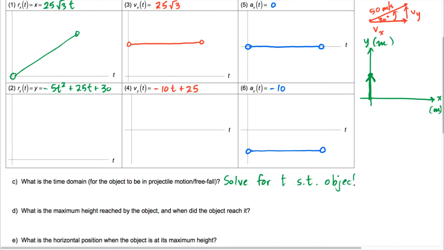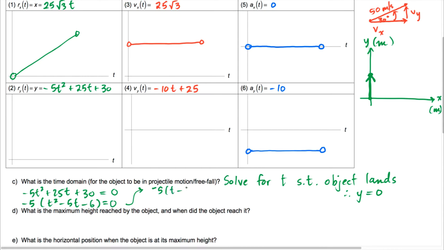And the object lands corresponds to only one piece of information, that the height is equal to 0. So when we take our height, which is negative 5t squared plus 25t plus 30 and substitute y equal to 0, we can solve the quadratic equation. By factoring out the common factor first, and then continuing to factor the quadratic expression, we get that negative 5 multiplied by (t minus 6) times (t plus 1) equals 0 gives us time roots or time intercepts on the graph of negative 1 or 6.